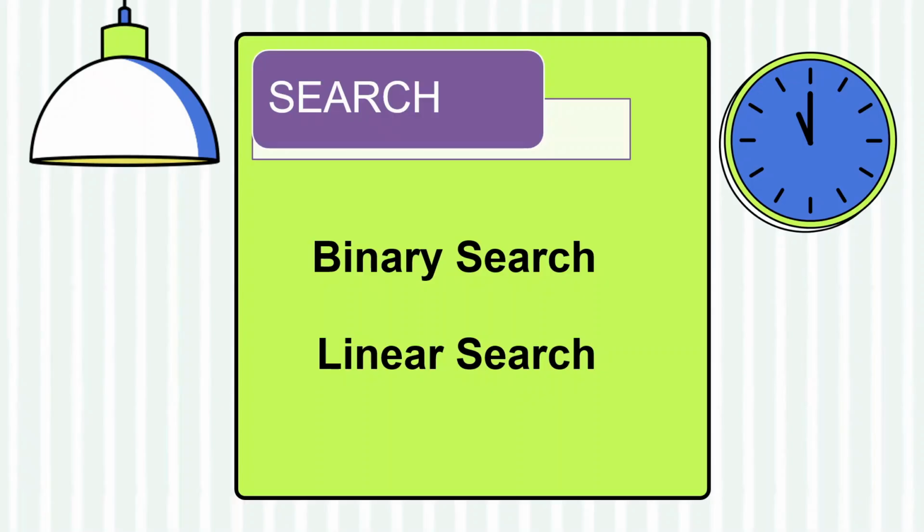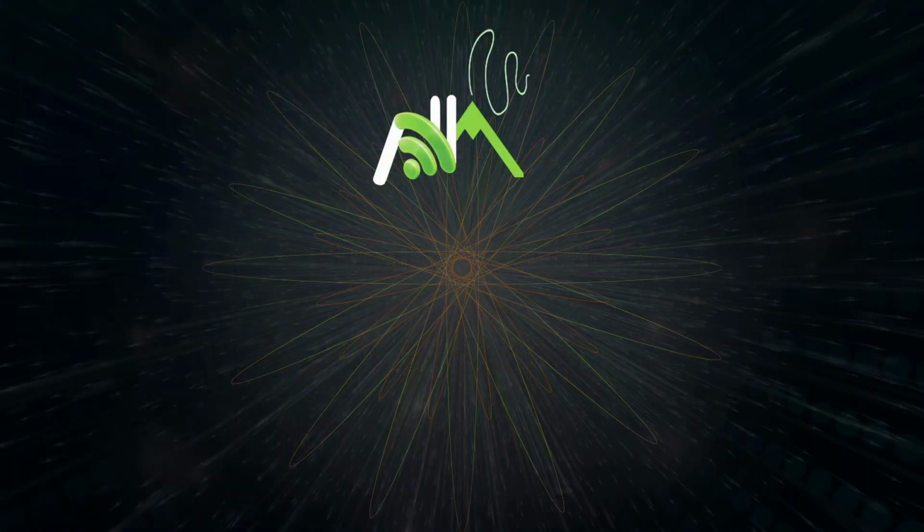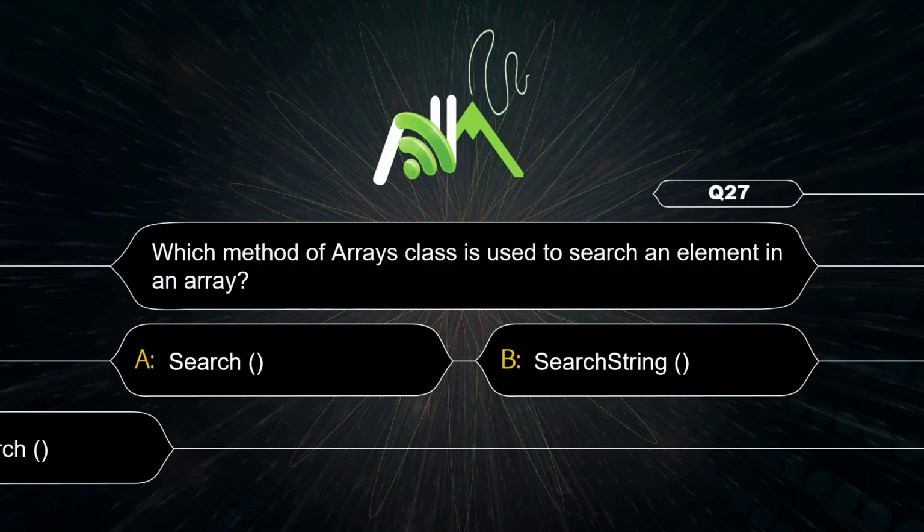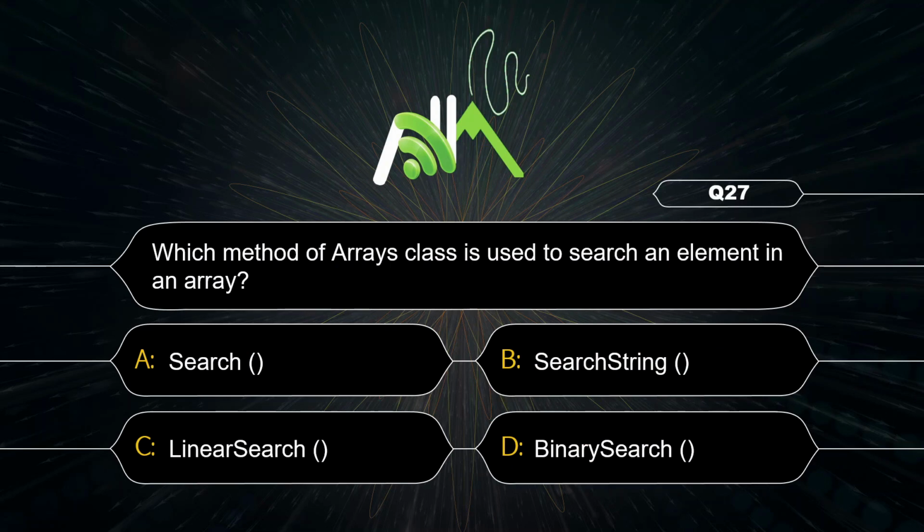In Java, you can perform binary search and linear search on an array to find the index of a specific element. This method of the Arrays class is used to search for an element in an array. Here, linear search is also written, binary search is also written, but the correct answer is binary search. You go with linear search only when the question says you have to search element by element in a serial fashion. Otherwise, you go with binary search only.